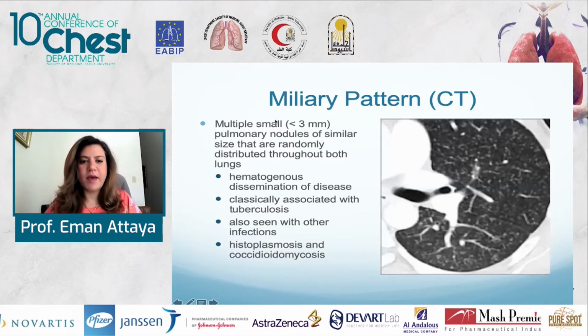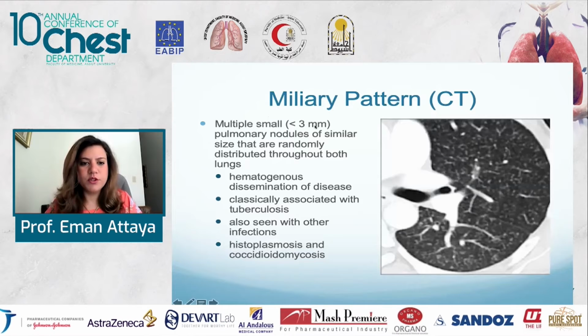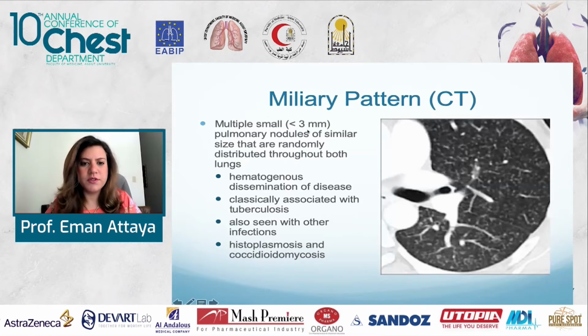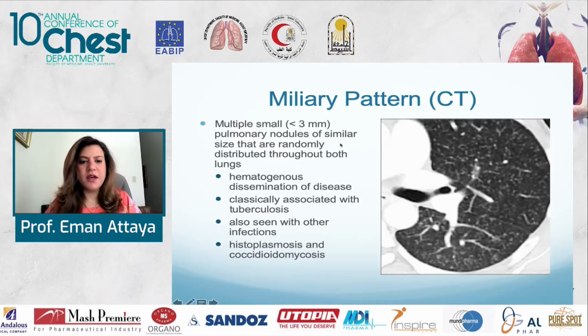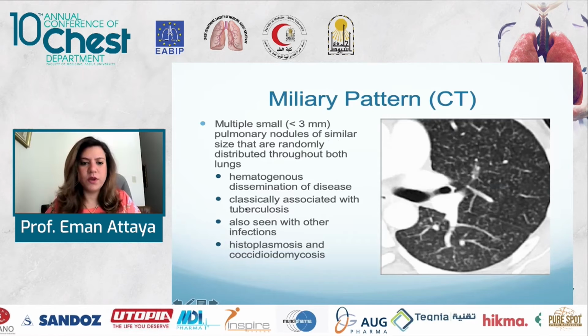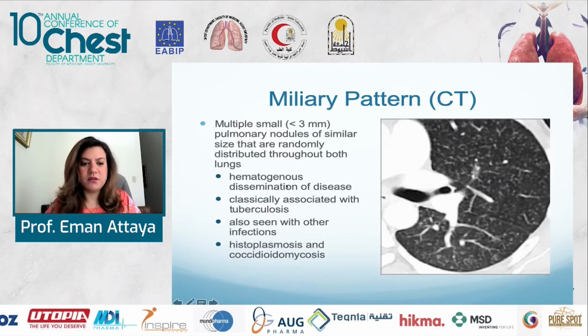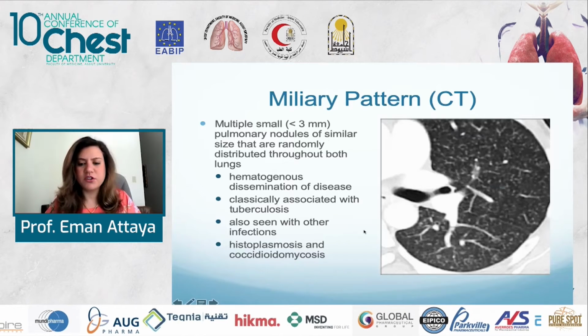The miliary pattern, again, we only see that on CT. So you get multiple small pulmonary nodules. When we say small, they're less than 3 millimeters, and they're randomly distributed throughout the lungs. And that's usually seen with TB, with hematogenous dissemination of disease, but you can also see it with other infections.